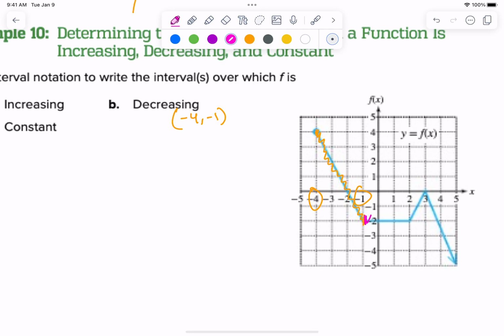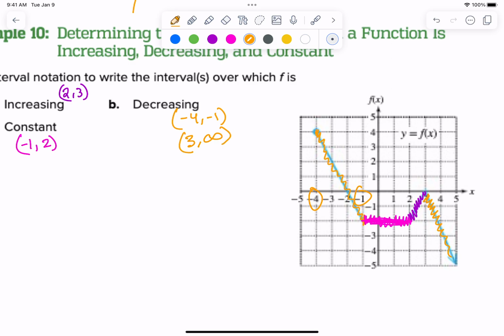Then from -1 to what? -1 to 2 he is constant, and paren. Then he switches and he goes increasing from 2 to 3, 2 comma 3. We're looking at the x's. Then he goes back to decreasing again, from 3 to infinity.